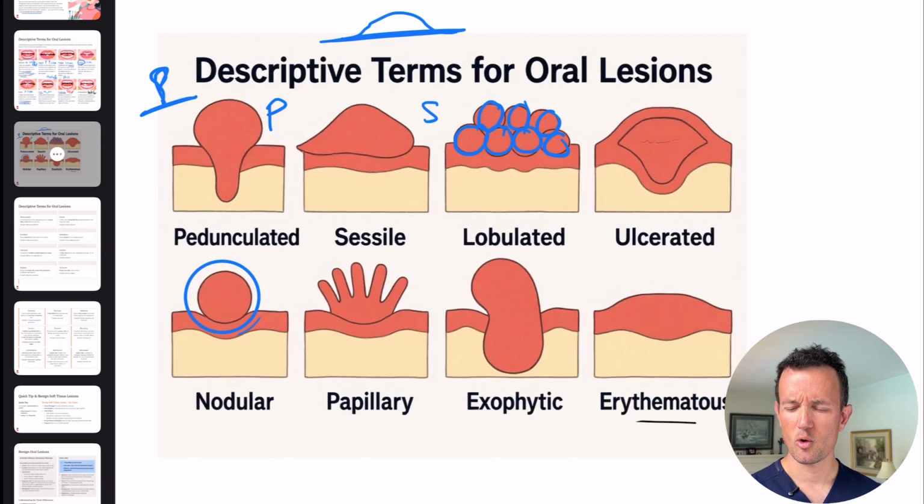Ulcerated, we talked about that. It's an open wound. Papillary, now it's like, well, it's nodular, it's just one growth, but on the surface, it's got a bunch of little finger projections. Okay, it looks bumpy like that. That's papillary projection, often described as cauliflower. Exophytic.